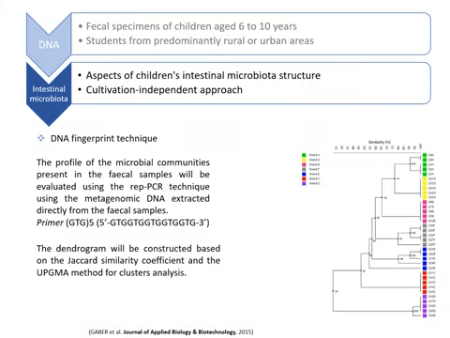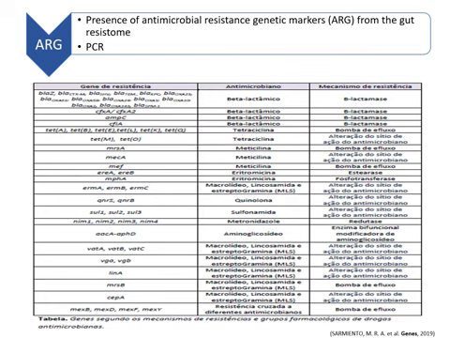Afterwards, the aspects of the gut microbiota structure of the children sample will be evaluated by DNA fingerprint technique, from which a dendrogram will be constructed to analyze the clusters. The presence of antimicrobial resistance genetic markers from the gut resistome will be evaluated by PCR.